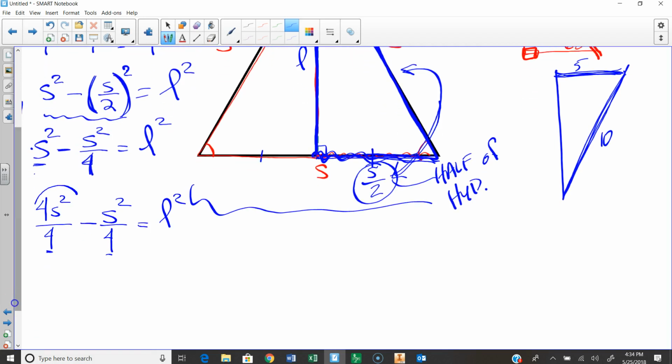And I can easily do this subtraction. I have 4s squared minus a single s squared. The denominator is going to stay 4. Or another way of looking at it is I have 4/4 of something minus 1/4. So I have 3/4 left over. So I have 3s squared over 4 equals L squared.